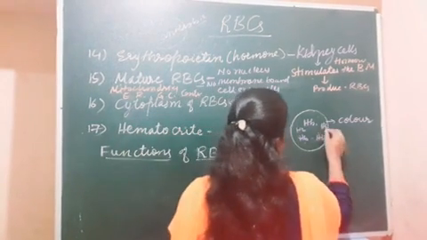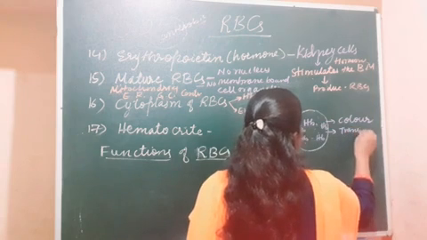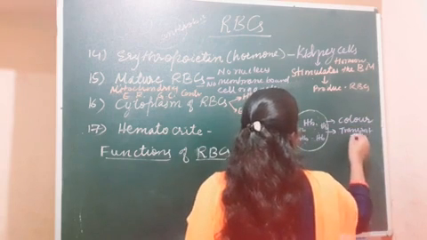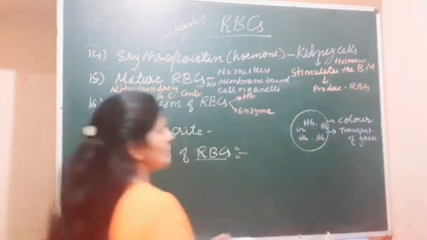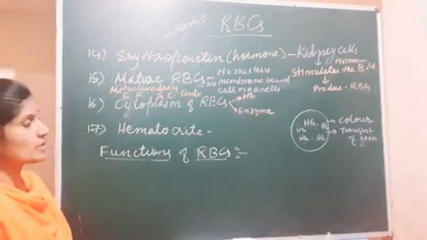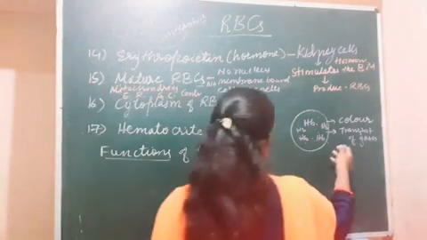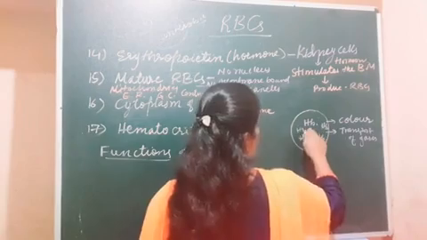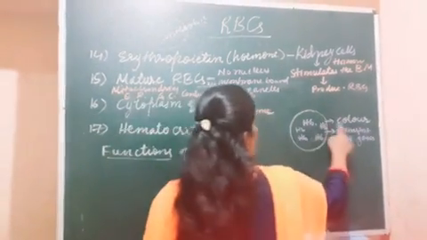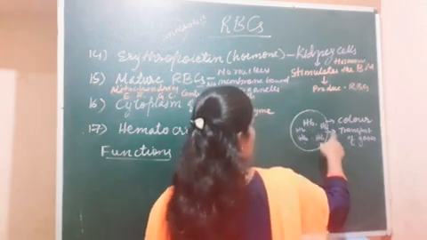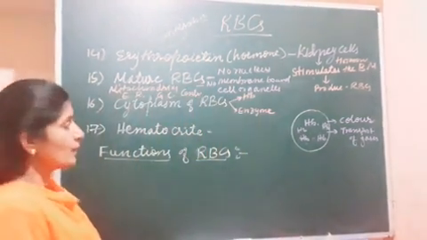And second one, it helps in the transport of gases. Which gases does it transport? It transports both the gases, O2 as well as CO2, oxygen as well as carbon dioxide. So hemoglobin has two functions. It is a proteinaceous pigment and it gives color to the blood, and also it helps in the transport of the gases O2 and CO2.